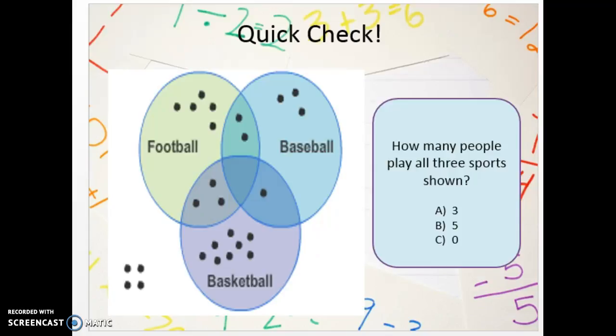How many people play all 3 sports? Please take a moment to answer this question. We can see our answer here is 0. If you look at the circle where all 3 circles overlap, you can see that we have no data values there. So our answer is actually 0.